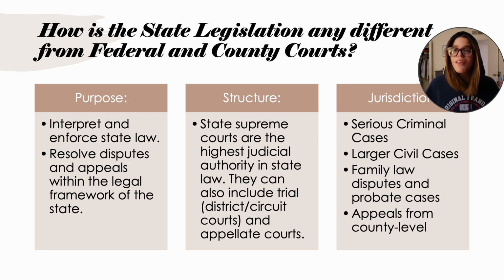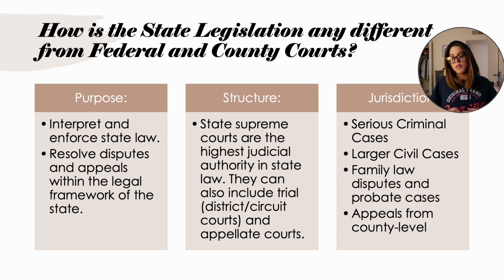They don't vary, actually. They don't vary at all. These Supreme Courts have the highest judicial authority within the state. And they also include trial courts, which are basically district and circuit courts, and appeal courts. And then we also have our jurisdiction, which is what kind of cases can they take over?